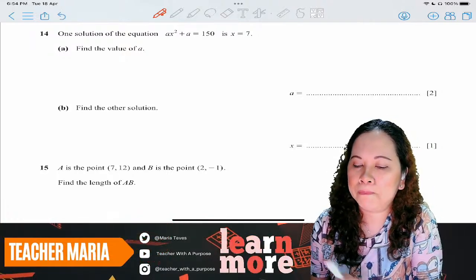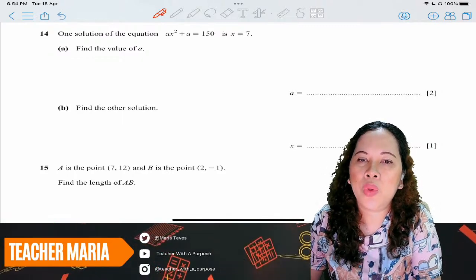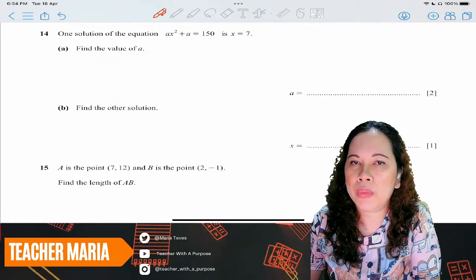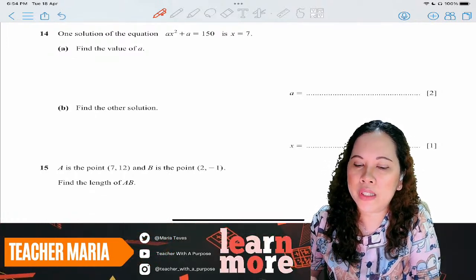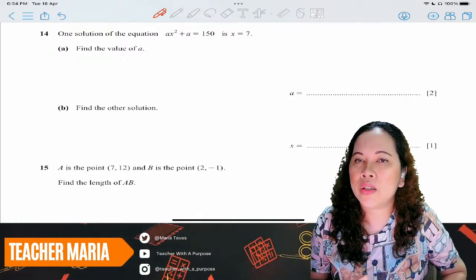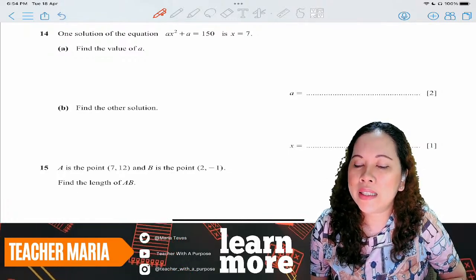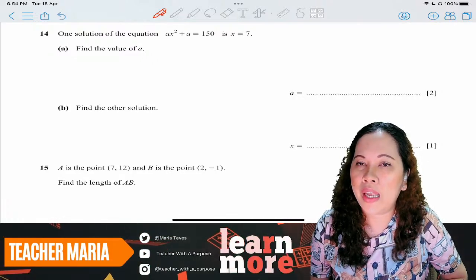All right. We have here number 14. We'll just finish off all the questions here, and that will be all for tonight. For number 14, you're asked: one solution of the equation ax squared plus a equals 150 is x equals 7. Find the value of a.